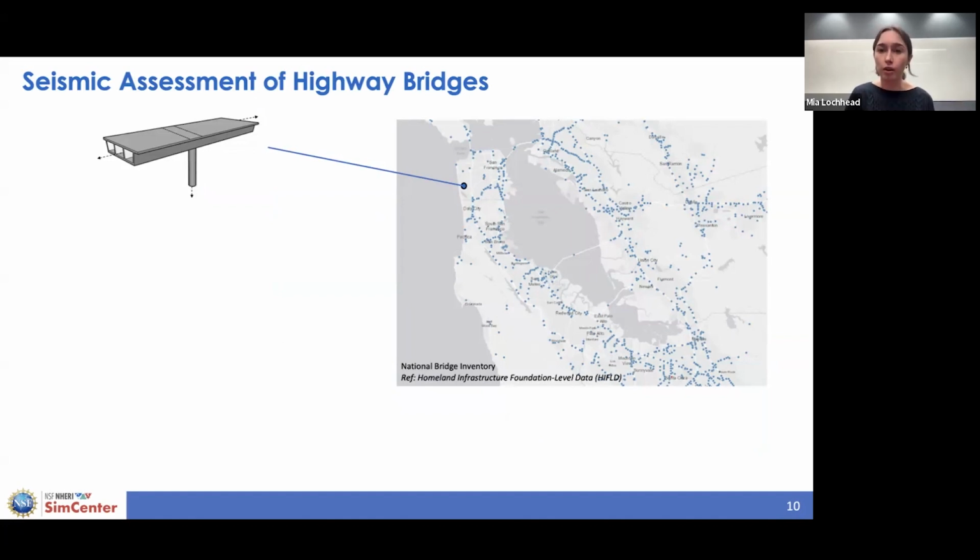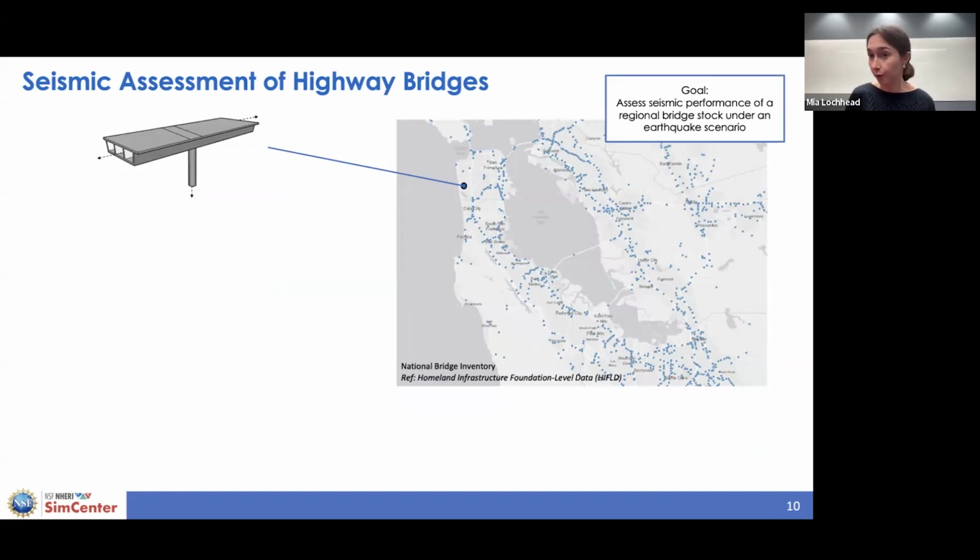The overall goal of this study is to assess seismic performance of a regional bridge stock under an earthquake scenario. So basically, given an earthquake in the Bay Area, what are we expecting our performance to be at each of these individual bridge structures? Before we jump straight to surrogate models, I think there are a few important questions to think about before we get to that point.